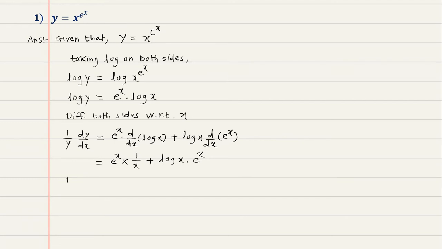So rearrange this step like this. So left hand side is 1 upon y dy by dx is equal to, on the right hand side, see here, e raised to x is common. So take e raised to x common into bracket 1 upon x plus log x. See this step carefully. Now to get the final answer, means we need to find out dy by dx. So how will you get dy by dx? Take this y here. So it is y into e raised to x into bracket 1 upon x plus log x.